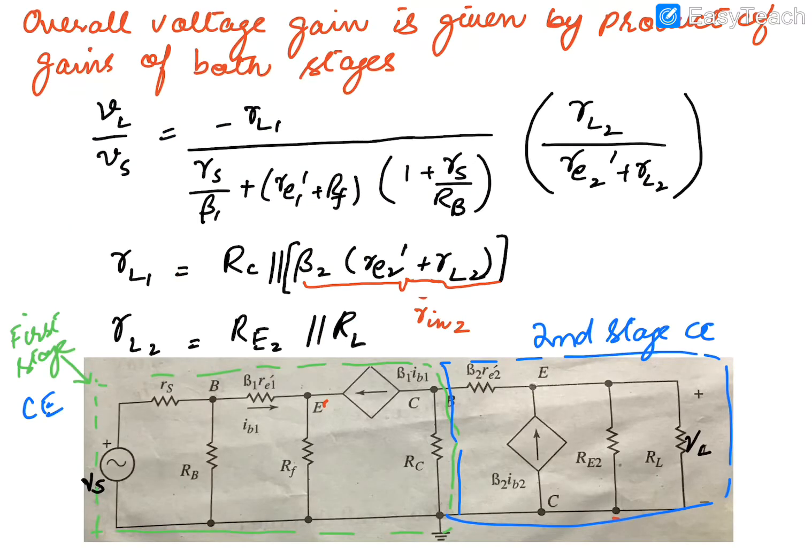So in this case, the overall voltage gain will be the product of the gains of both stages. For the first stage of common emitter configuration with partly bypassed emitter resistance, this is the overall voltage gain, as you have already found it. And for the second stage, which is the common collector stage, this is the overall voltage gain from load to source: RL2 divided by RE2 dash plus RL2.